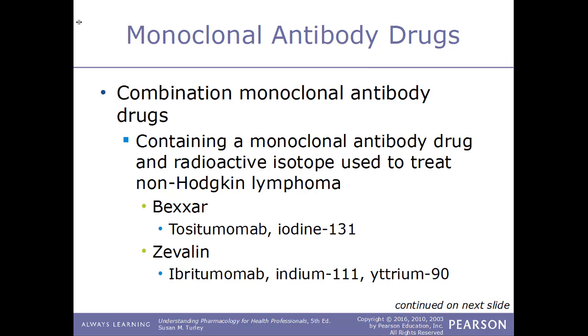So another kind of monoclonal antibody drugs are combination drugs. These will contain a monoclonal antibody drug and a radioactive isotope that's used to treat non-Hodgkin lymphoma. Some examples of this kind of combination drug would include Bexxar, which is a combination of tositumomab and also iodine-131, and also the drug Zevalin, which is a combination of ibritumomab, indium-111, and yttrium-90.